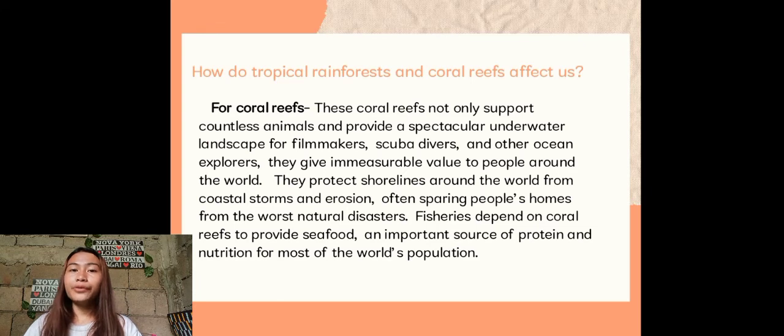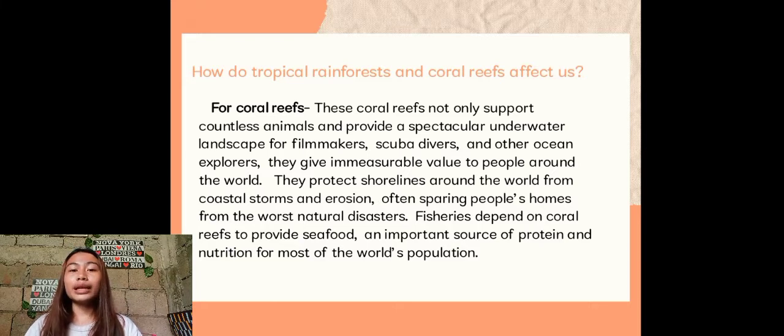So how do tropical rainforests and coral reefs affect us? So for coral reefs, these coral reefs not only support countless animals and provide a spectacular underwater landscape for filmmakers, scuba divers, and other ocean explorers, they give immeasurable value to people around the world. They protect shorelines around the world from coastal storms and erosion, often sparing people's homes from the worst natural disasters.